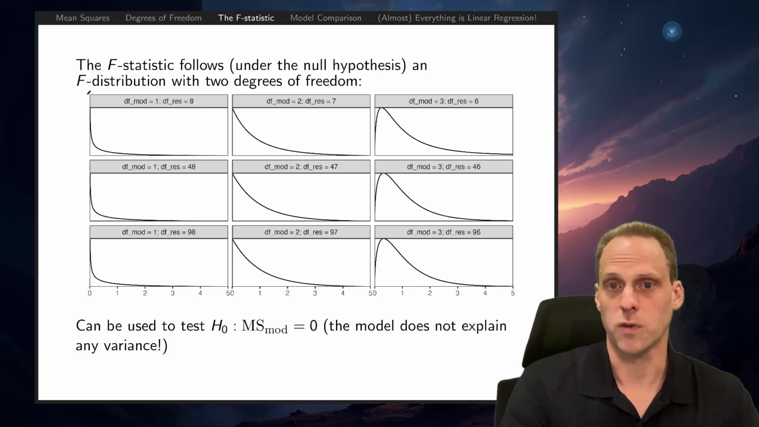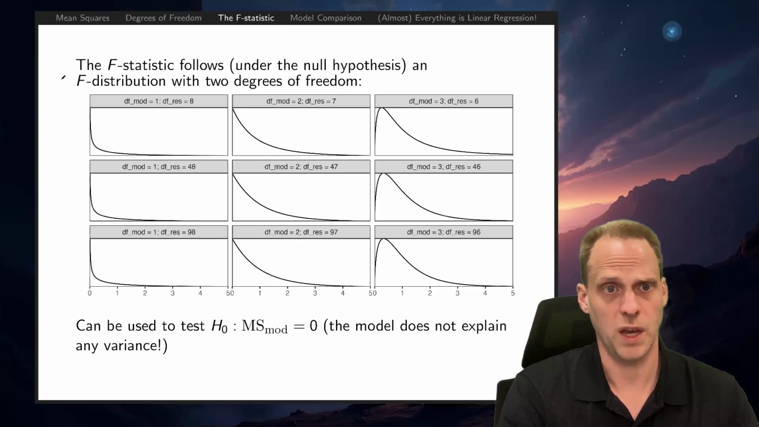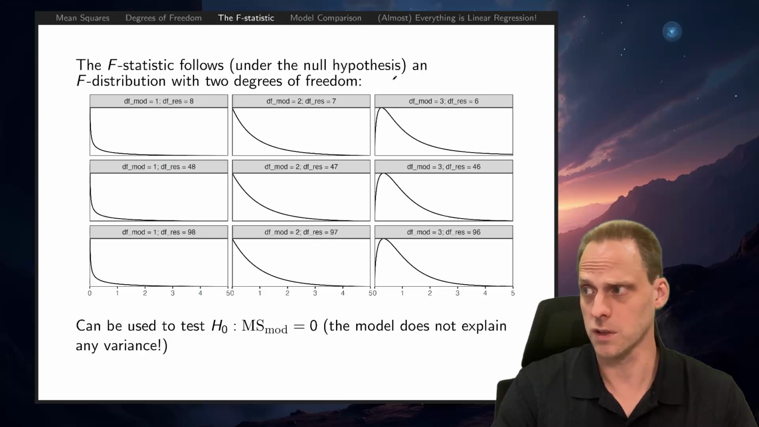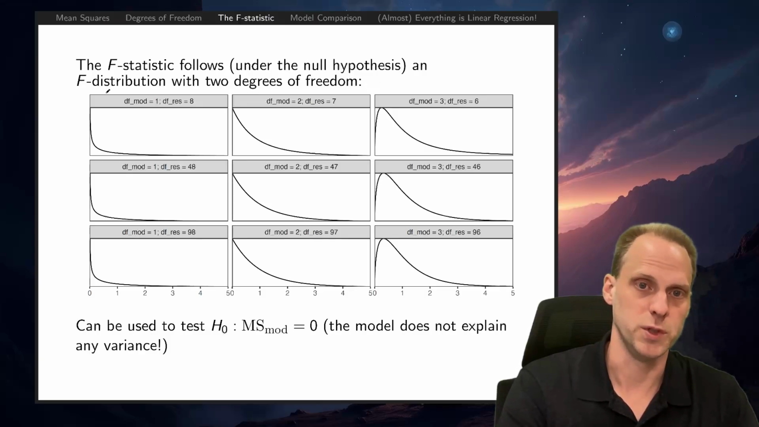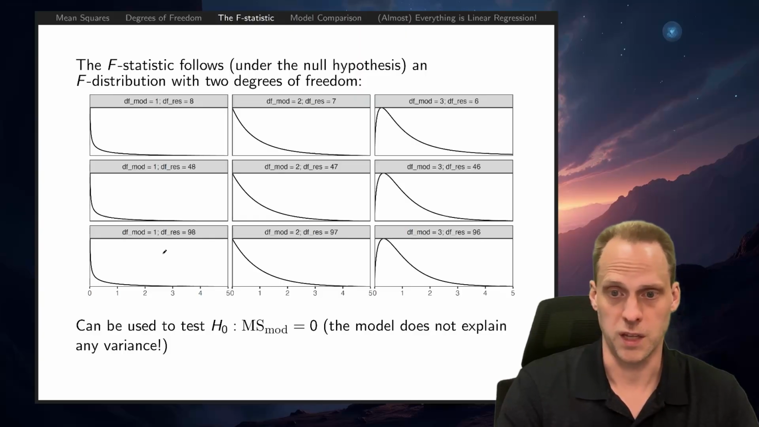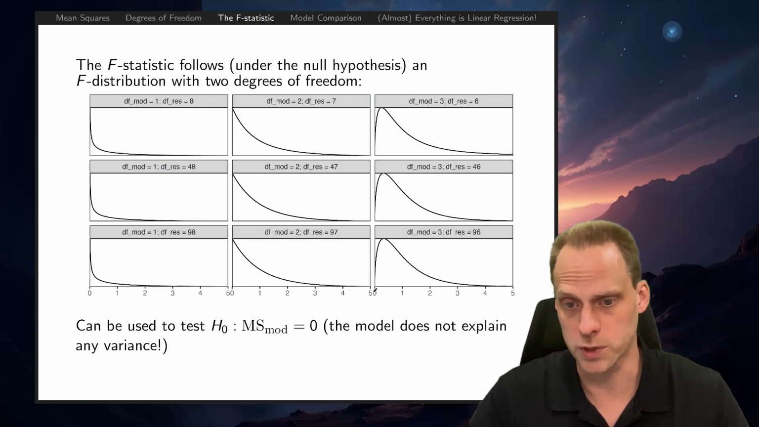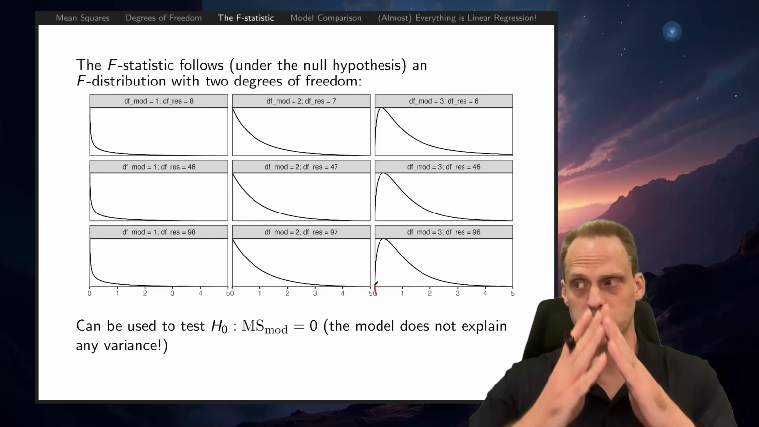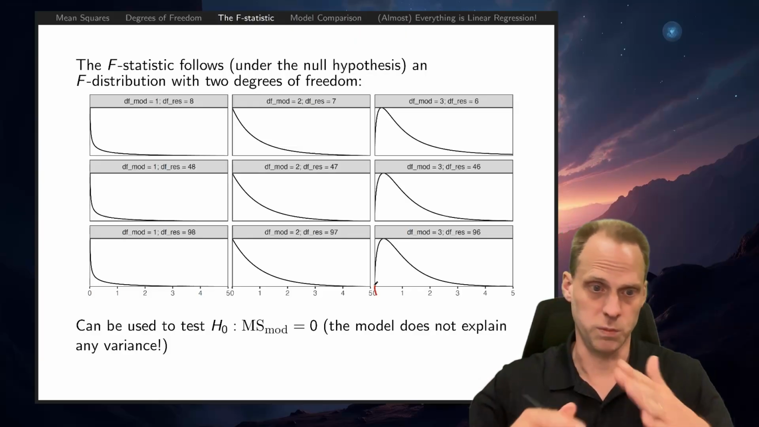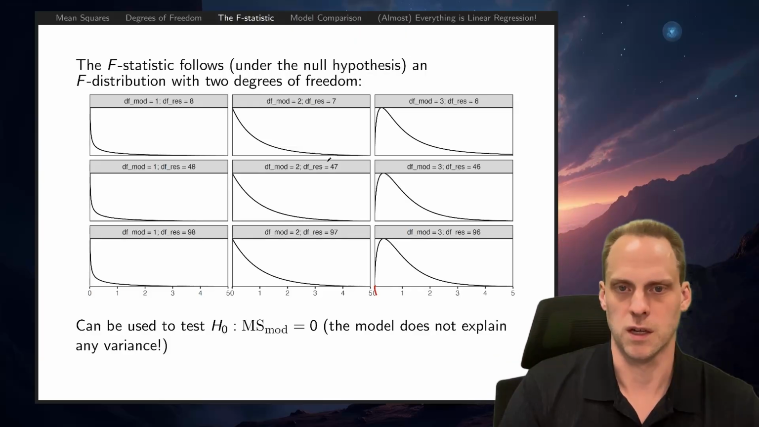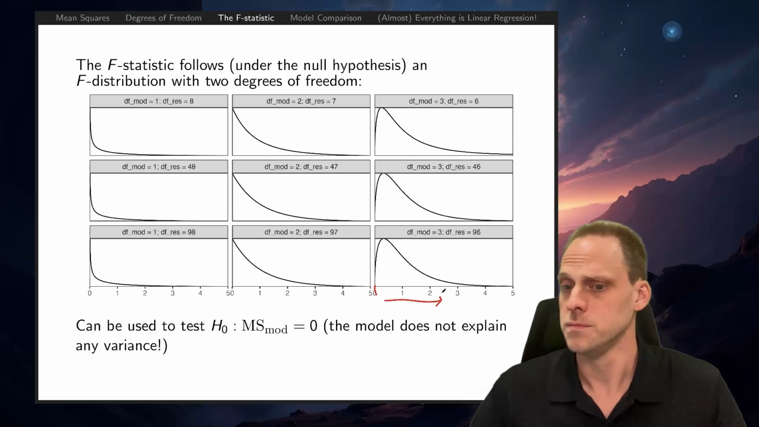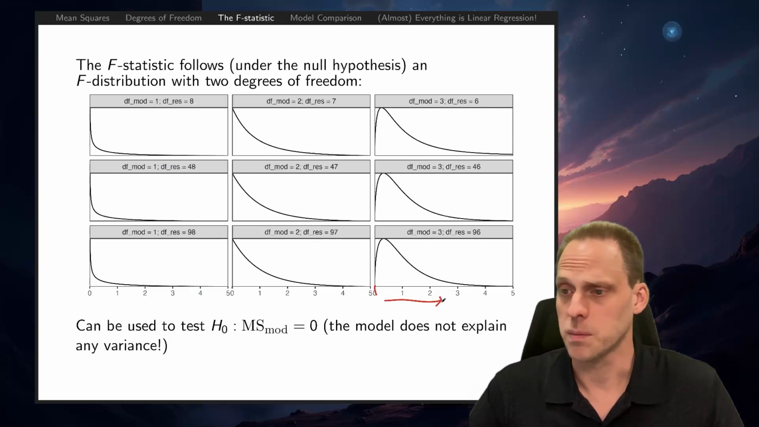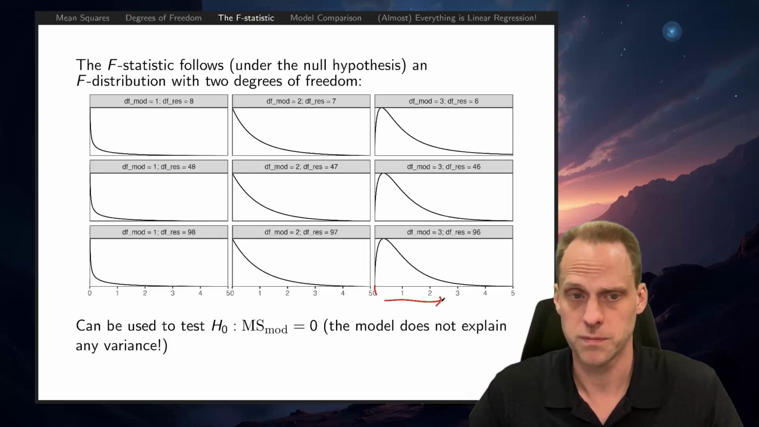So the F-statistic follows, under the null hypothesis, so if all the parameters are 0 basically, an F distribution with 2 degrees of freedom. And it has some sort of shape like this. It's always positive. So you see it's no longer a symmetrical distribution, which means we can't do a one-sided test or so. It's always positive. And the higher it is, the more it's implied that the model is actually explaining some variance.